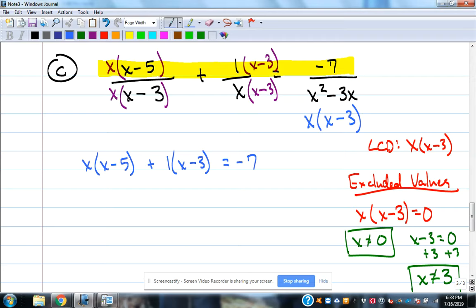Okay. Now, distribute. Anywhere there's a distributive property, you want to do that so that you can start putting like terms together. So I'm going to distribute the x here. So x times x is x squared, minus 5x. And distribute the 1 here. That's a positive 1 because it has a plus sign in the front. So positive 1 times x, positive x or positive 1x. Positive 1 times negative 3 is negative 3. And then there's the negative 7 over there.